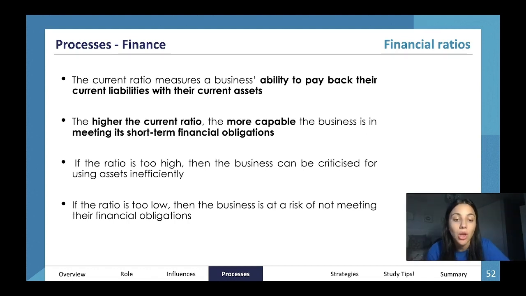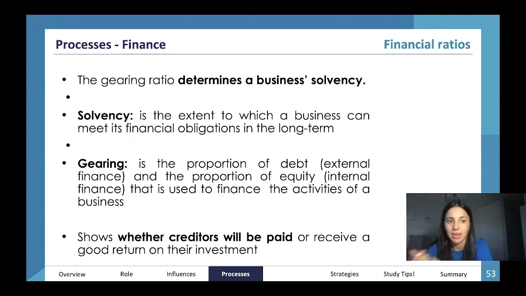While if the ratio is too low, the business is at risk of not meeting their financial obligations, which then puts them at risk of bankruptcy, and becoming insolvent and not being able to meet their debt. So we're not live, laugh, loving either of those. The gearing ratio determines the business solvency.